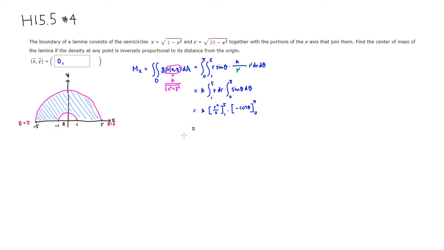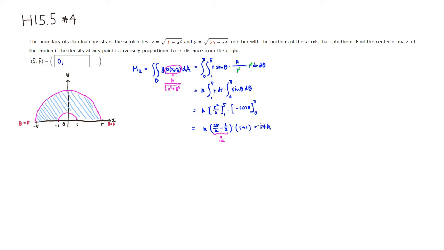So this is going to be equal to k times, plugging in 5, 5 squared, so 25 over 2, minus 1 over 2. This is 24 over 2, which is 12. Then plug in pi: cosine of pi is -1, with the negative sign it's positive, minus negative cosine of 0, which is 1. So it's going to be 2. This is equal to 2 times 12, so 24k.